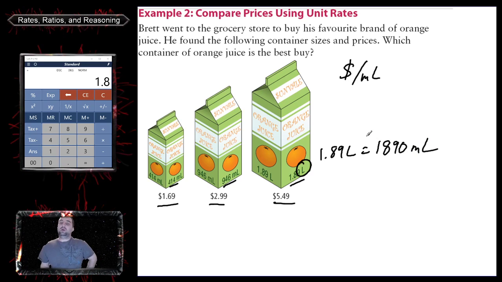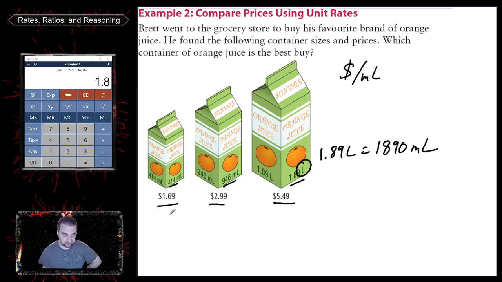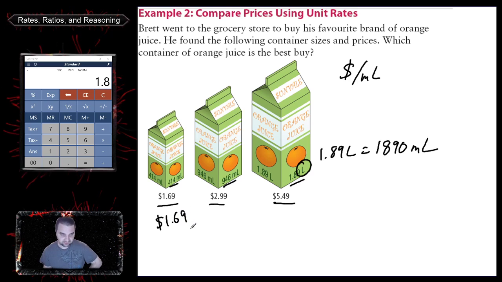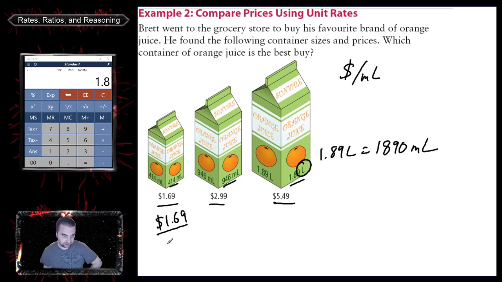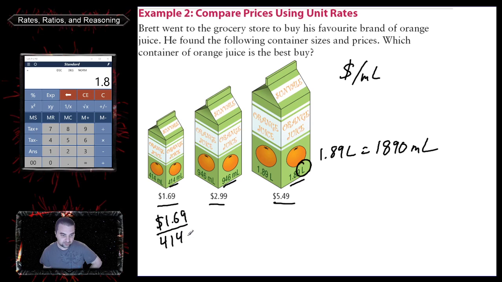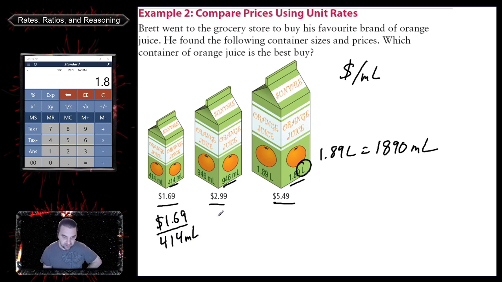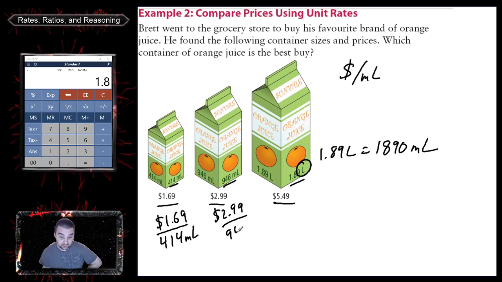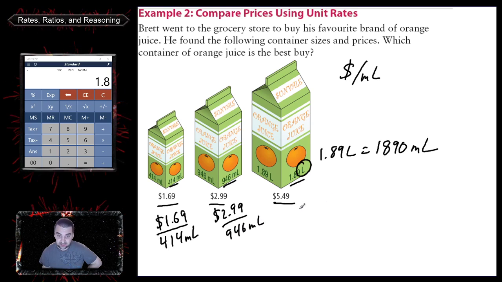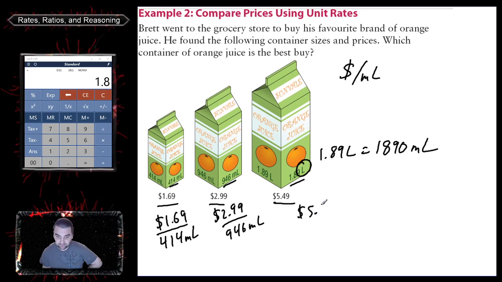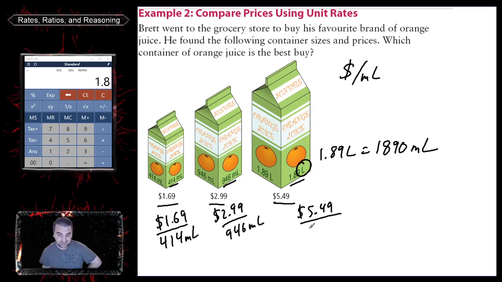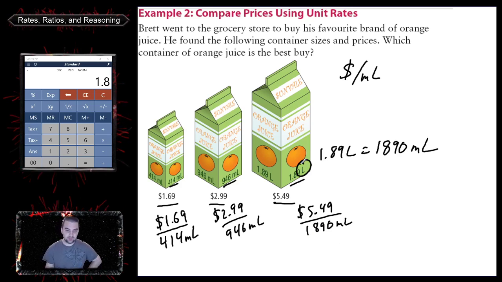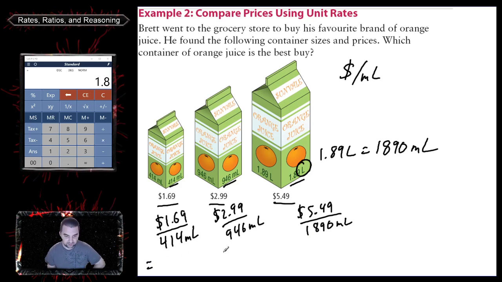Okay. So if we are comparing these prices here, we just go like this. $1.69 divided by 414 milliliters. And then here we have $2.99 divided by 946 milliliters. And this one we have $5.49 divided by 1890 milliliters. Okay, so what do we get for each of these?